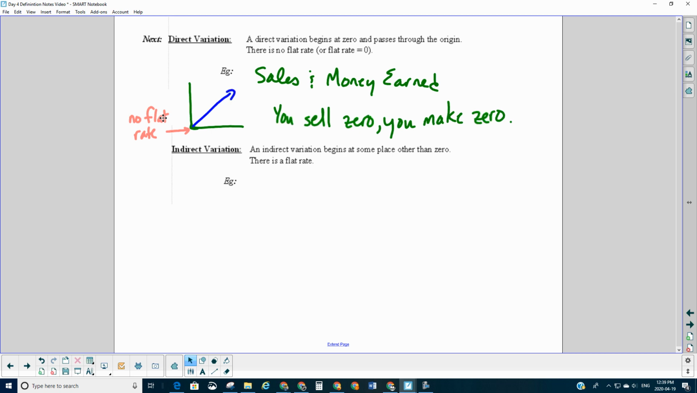So this example has no flat rate. Zero, zero. You start at zero. The flat rate, there isn't one. Okay, so we call these ones direct. You see it passes through the origin. So there you are right at the beginning and it goes up.